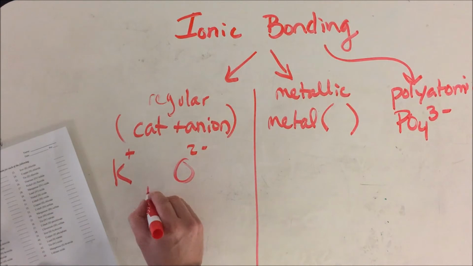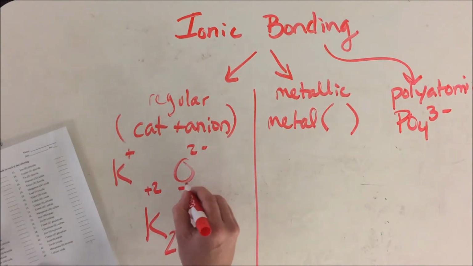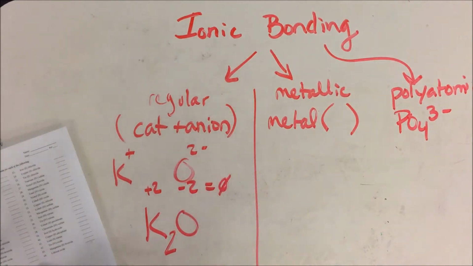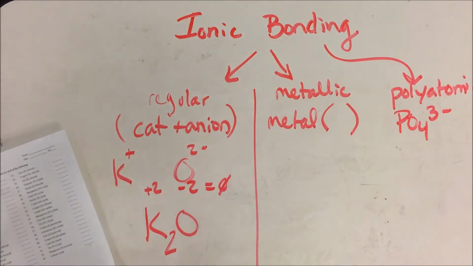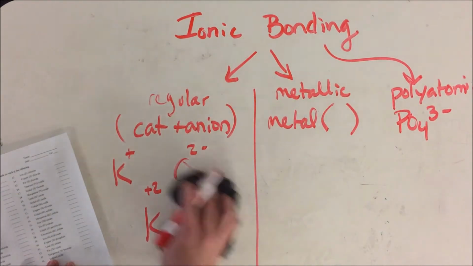I'm going to check myself. 2 times +1 is +2. 1, it's implied even though it's not written, times -2 is -2. And that gives me a net charge of 0. Something like that. So that's regular or monatomic ionic bonding.